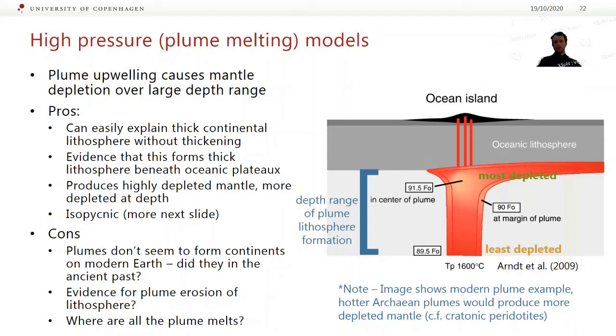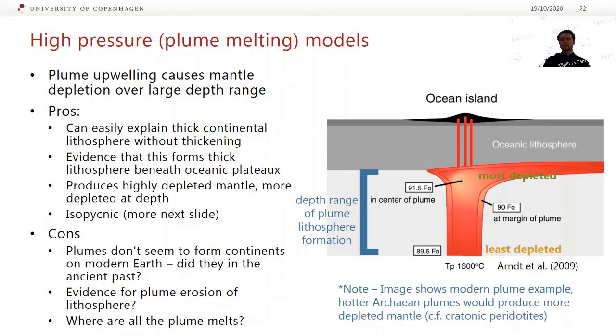Okay, so high pressure plume melting models, these are pretty straightforward. You have plume upwelling, which causes mantle depletion over a large depth range. Some of the advantages of this model is that you can easily generate thick continental lithosphere without having to worry about thickening it later. There is some evidence that you can get thicker oceanic lithosphere beneath oceanic plateaus, so we have a potential to generate thick lithosphere like this. It also produces highly depleted mantle.